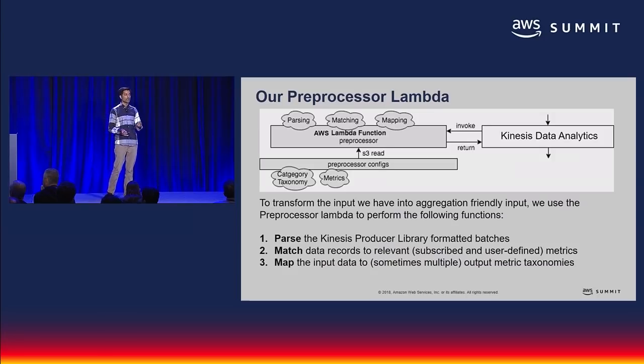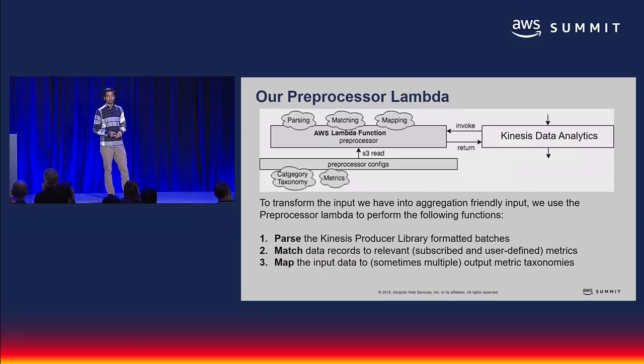So what we had to do is parse that and explode that out of the Kinesis producer library formatted batch. Then we match data records to relevant metrics. By relevant, I mean metrics that game teams care about. Not all the data records, but the data records that they want to subscribe to, right? So we filter out the data that the game teams don't want and only keep the ones that they want.